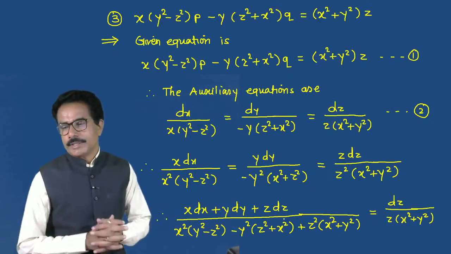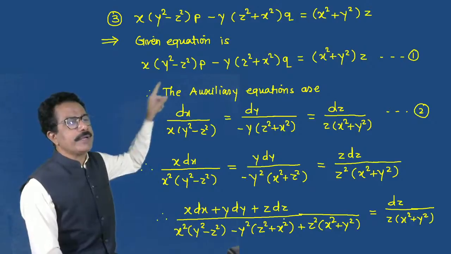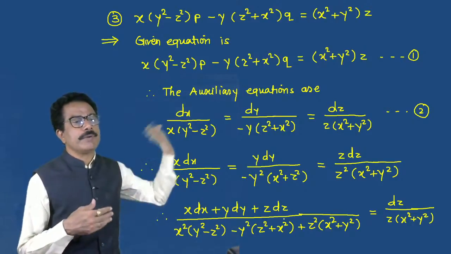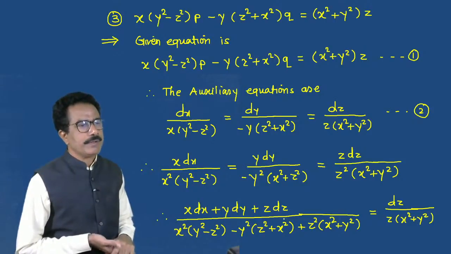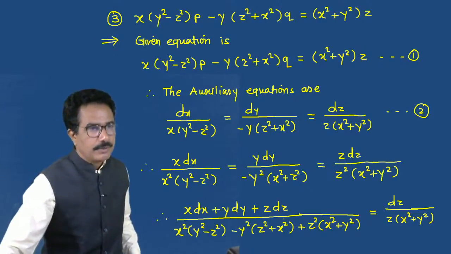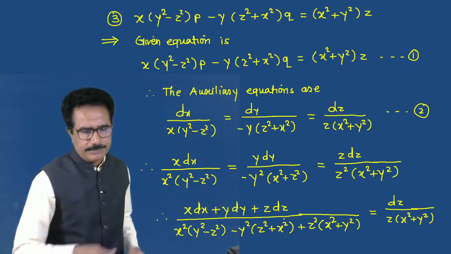Now we shall move towards the third problem. x into y square minus z square into p minus y into z square plus x square into q equals x square plus y square into z. Okay, so now we have to show the solution of this differential equation.